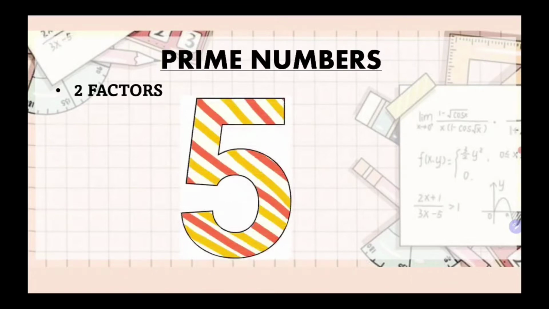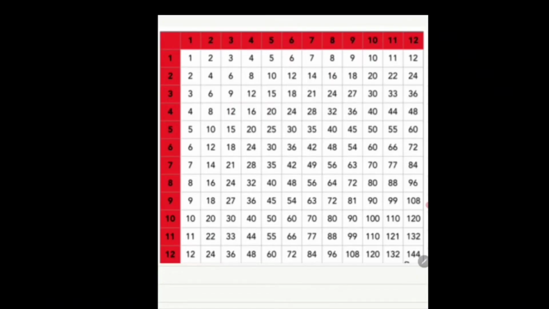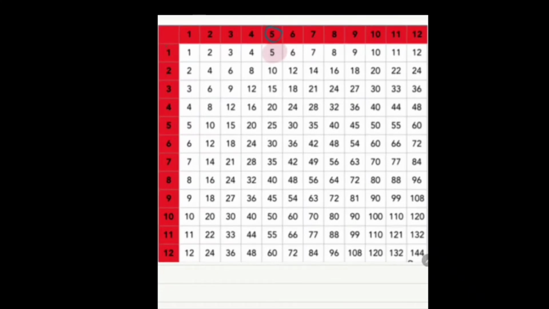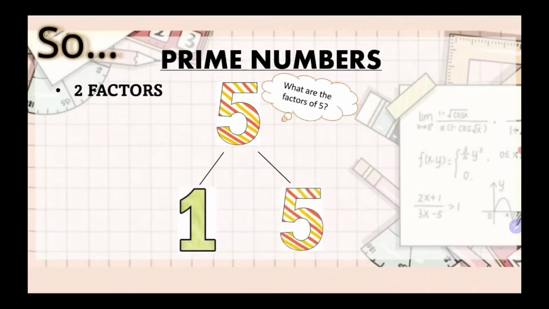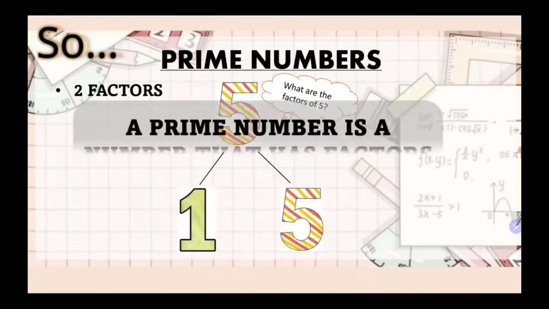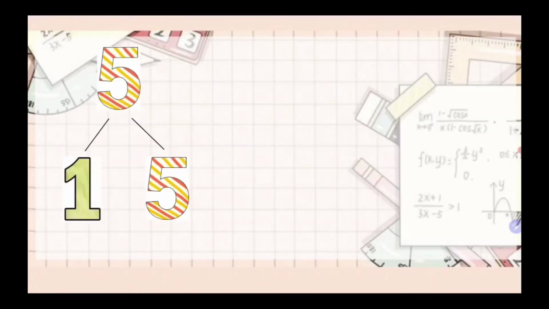That's simple. What numbers multiplied together gives you 5? Well, looking at this 12 times 12 times table, we can see that the only numbers multiplied together that give you 5 are 1 and 5. But wait, that's the definition of a prime number. We just said a prime number is a number that has factors of only 1 and itself. So we can conclude that 5 must be a prime number.